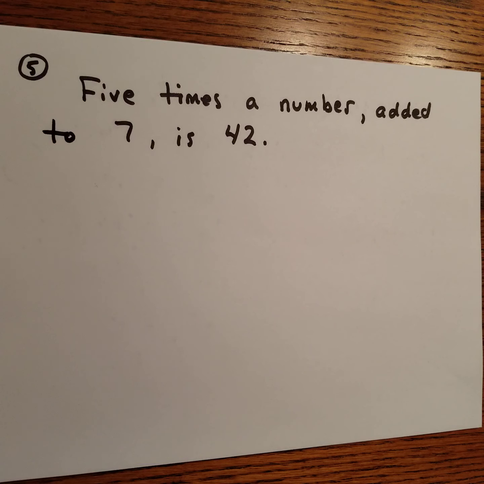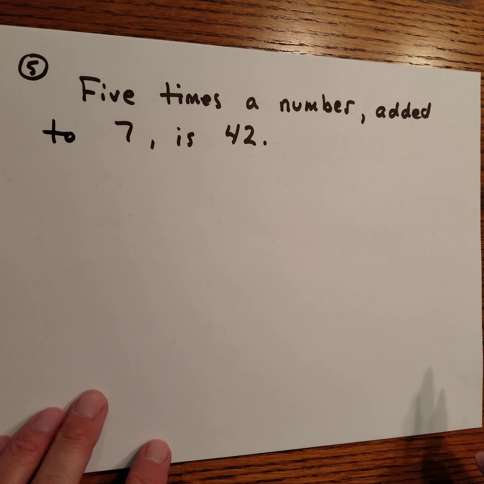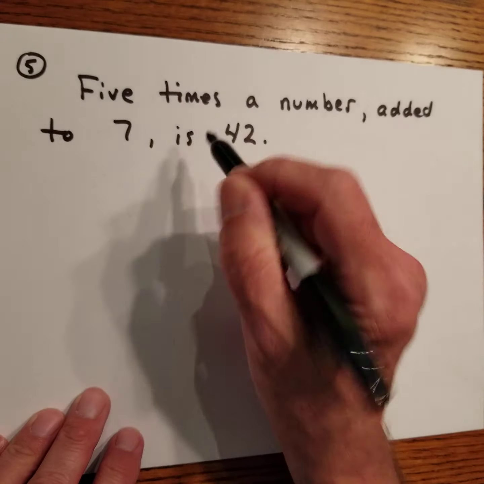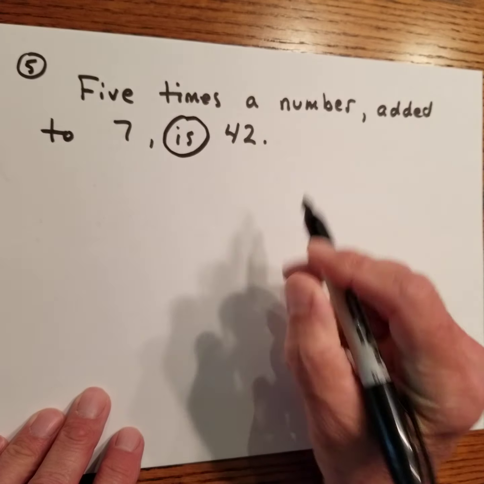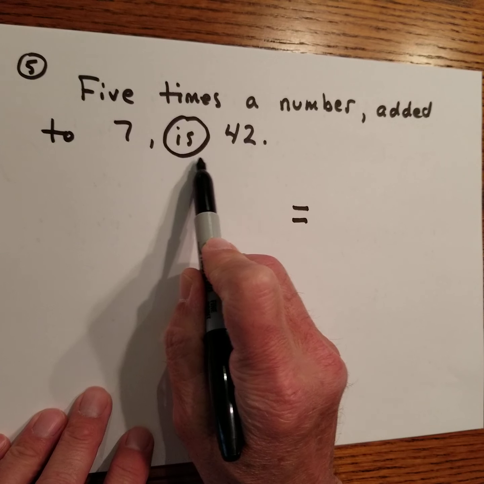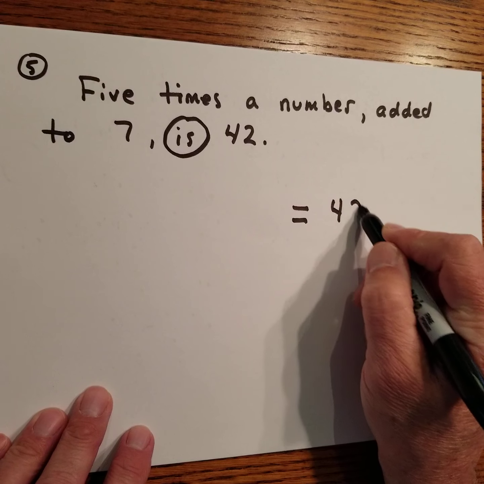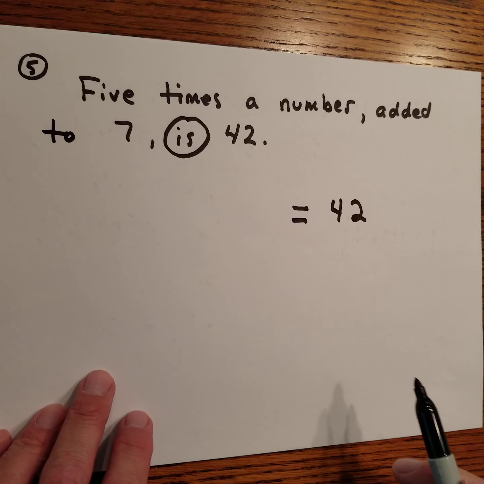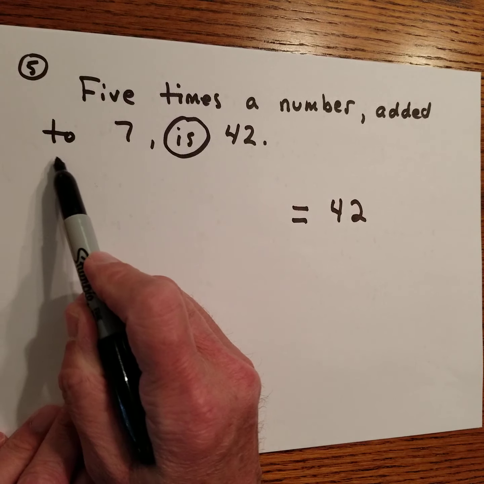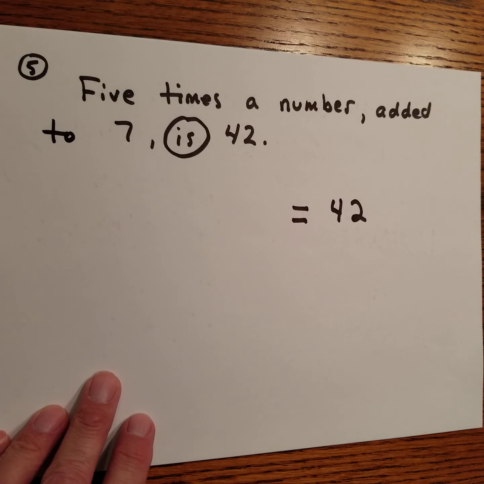For number 5, 5 times a number added to 7 is 42. Well, think like a math person. Scan through that sentence until you find the equal sign. The word that means equals in this sentence is "is." What's the only thing that comes after the equal sign? 42. And what comes before the equal sign? All of this. 5 times a number added to 7.